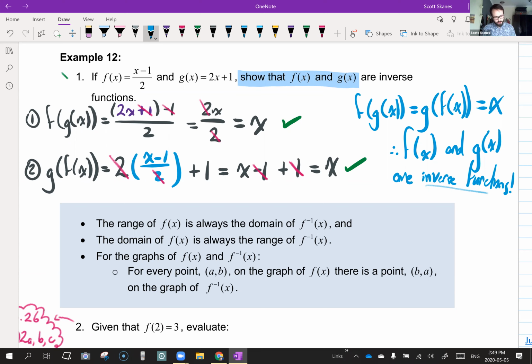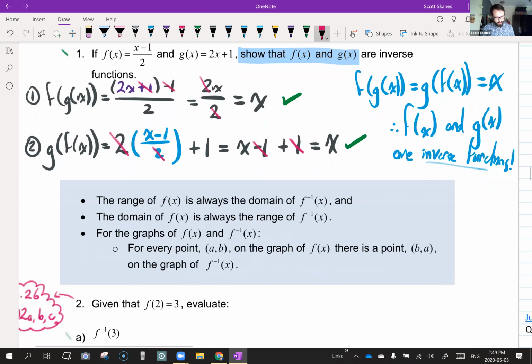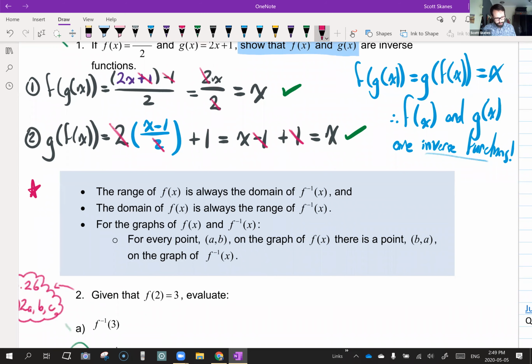One thing that students tend to miss, so I'm going to try and make it clear here. I'm going to say this box is very, very important. I'm going to put 3 special stars next to it. Okay? Listen carefully. The range of x is always the domain of its inverse.